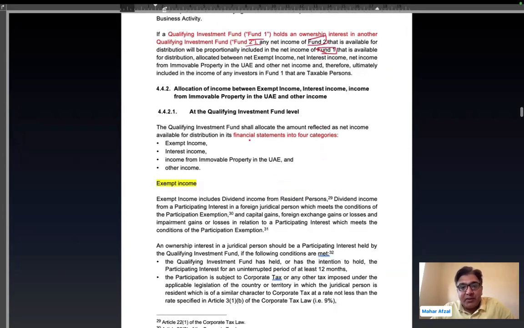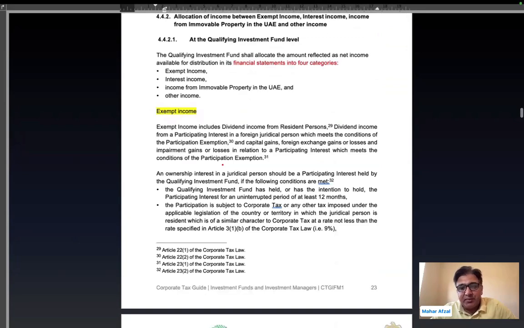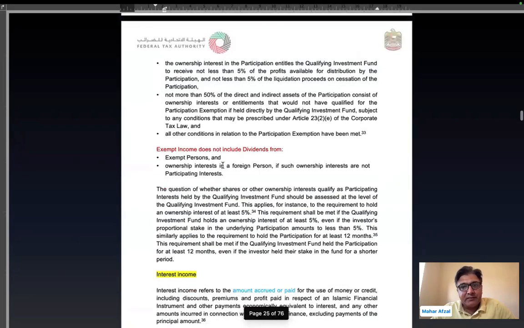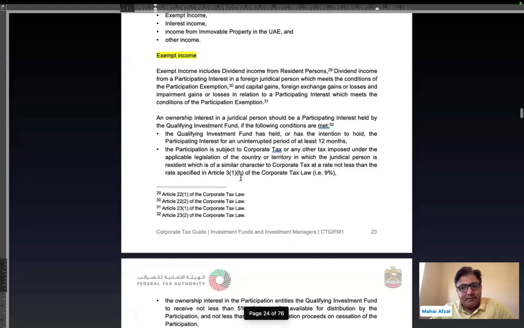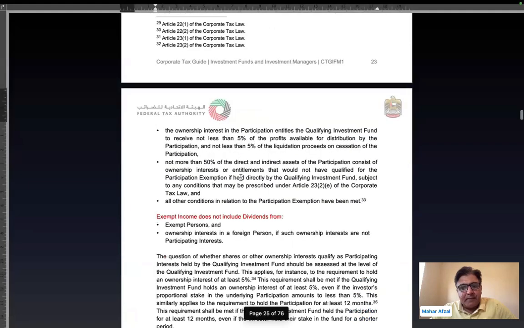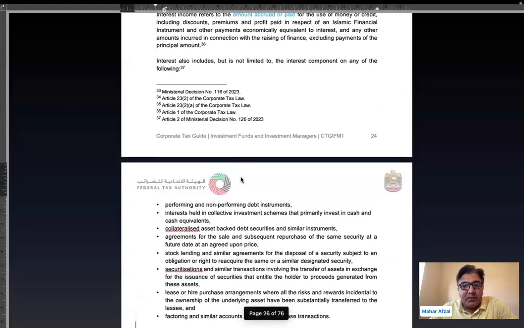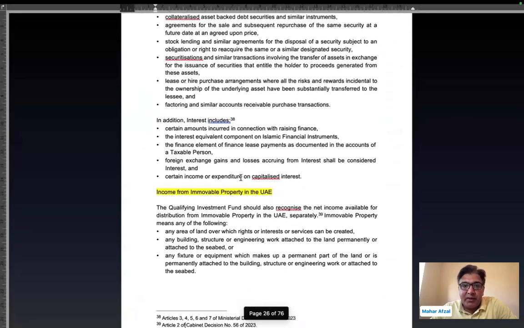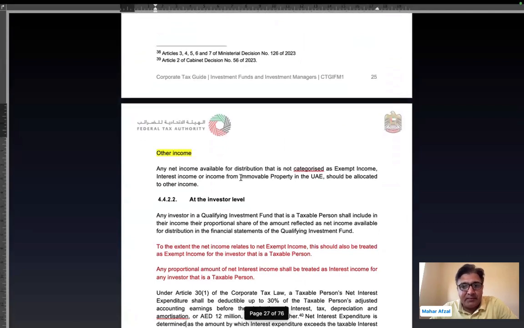These are the four different types of income that were discussed earlier as well: exempt income, interest income, income from immovable property, or other income. Exempt income is, as one knows, dividend from a resident juridical person, or a dividend where the participation exemption conditions are being met. It will be considered exempt income. Then interest income is there, based upon the general interest limitation rules. We need to consider this. Interest income will remain there. Income from immovable property: we know what immovable property is, and income from immovable property might be considered nexus for a non-resident person. Other income, which does not fall under any of these three, will be considered other income.